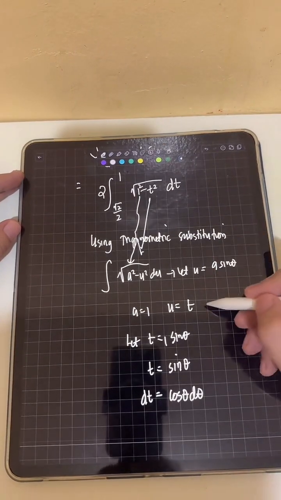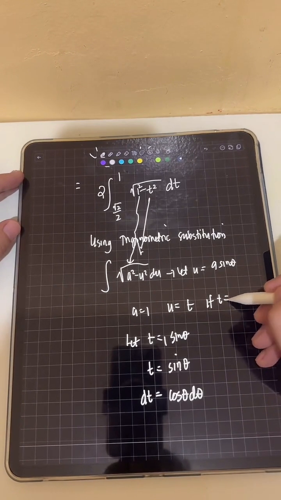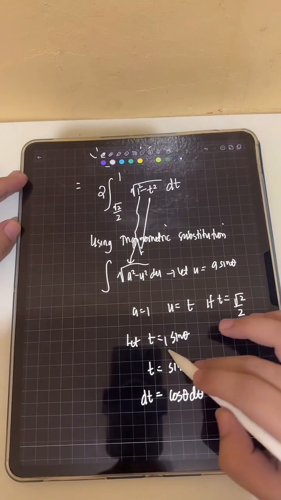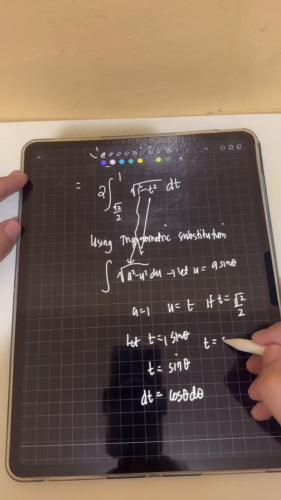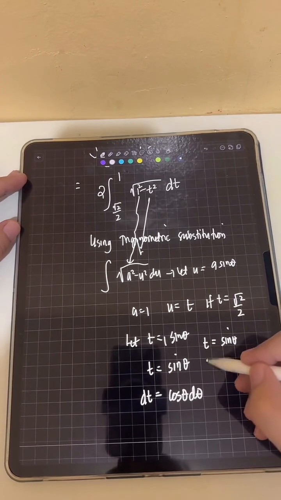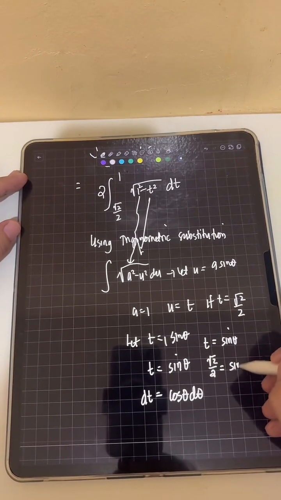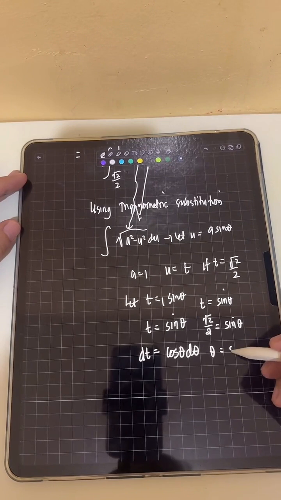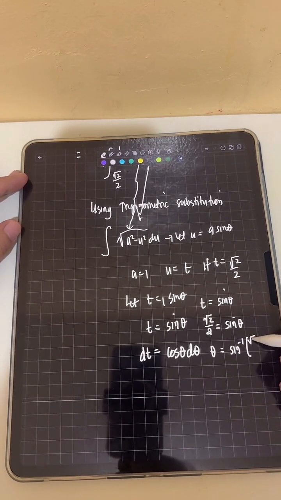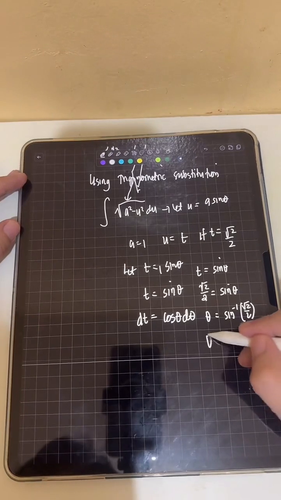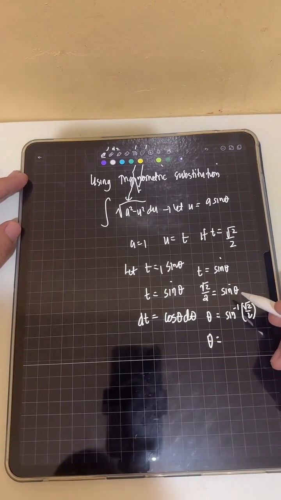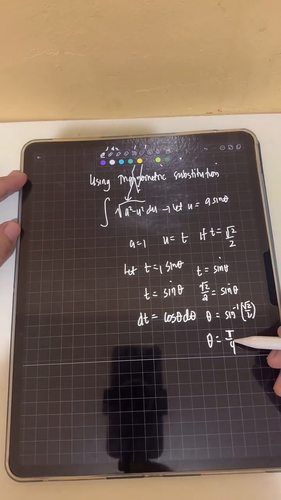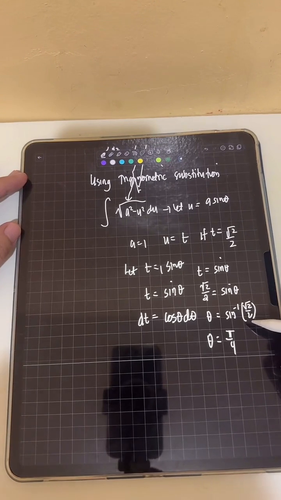But since we have a substitution, we should also find the new lower and upper limit in terms of theta, right? So if the original lower limit in terms of t is square root of 2 over 2, we plug in that value in the substitution. t is equal to sine theta. So substitute t with the square root of 2 over 2 equal to sine theta. Then solve for theta here. We can apply inverse sine, right? So theta is arc sine of the square root of 2 over 2, which we know as equal to what? Pi over 4. Because sine of pi over 4 or sine 45 degrees is square root of 2 over 2.